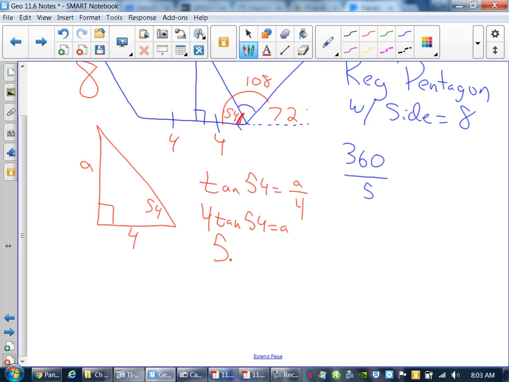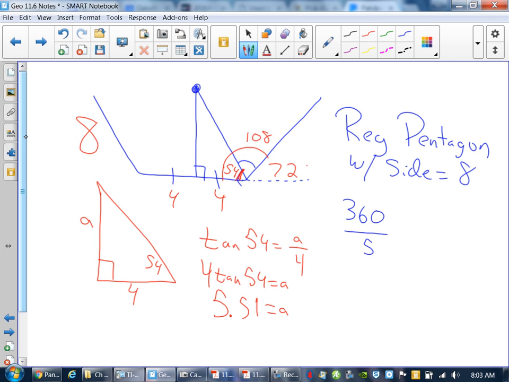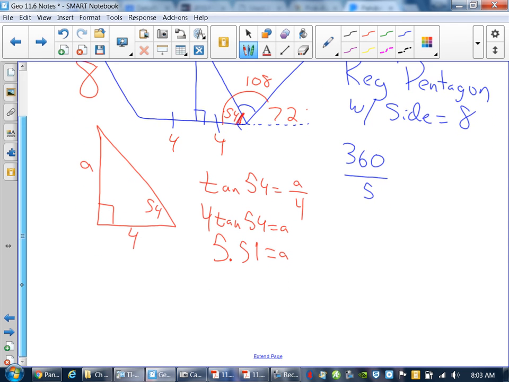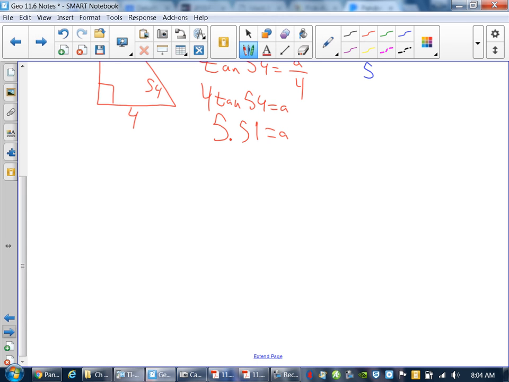What was it? 5.05? Yeah. It was 5.05, so it'd be 50.51. So there's my apothem, which means now I have an apothem. That's right. So now you have side lengths of 8, so your perimeter is going to be 8 times 5 of them, which is 40. So all you do is this: 1/2 of 40 times your apothem. That's it. That's all you're doing.